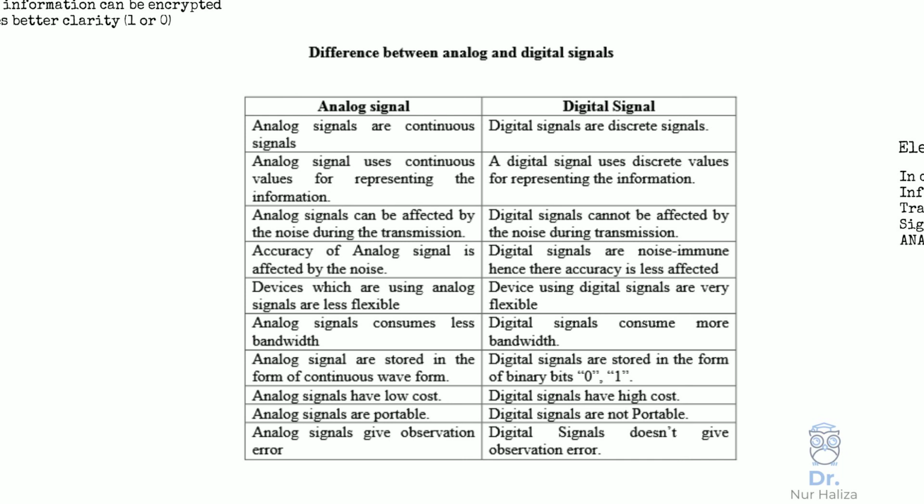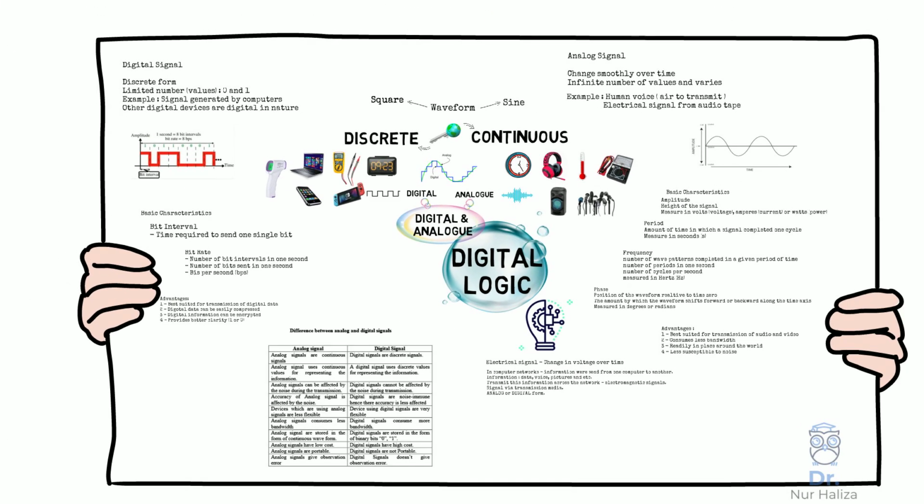Analog is low cost, high cost for digital. Signals are portable for analog and not portable for digital. And lastly, analog signals give observation error but digital signals do not. So now you can see the difference between analog and digital signals clearly. I hope that you can see the differentiation between analog signals and digital signals. So this is the overview of what we already learned in this video.